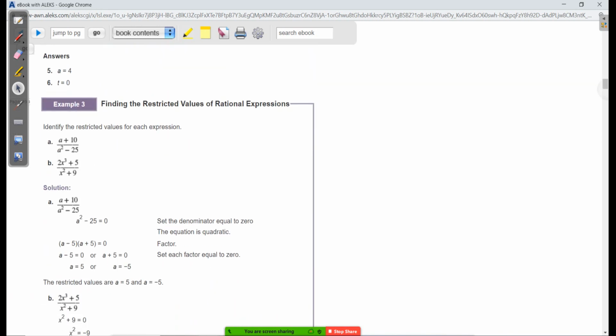And of course we're going to step it up a little bit and actually get restricted values of rational expressions.